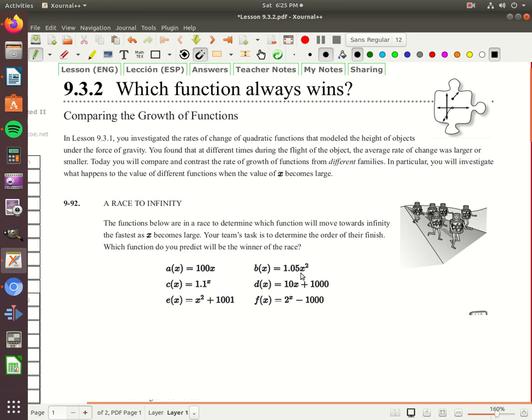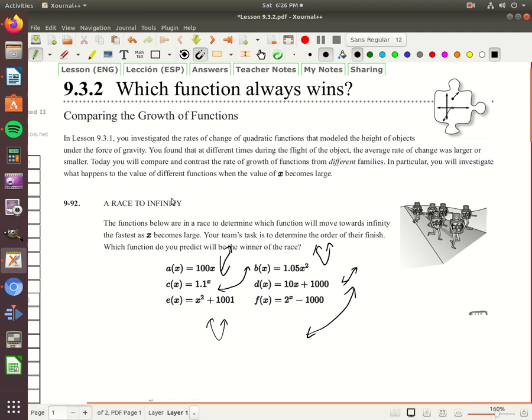They give us a couple of choices here, and they're asking us to decide which one's going to win. And this is a line, all right, y equals mx plus b. B is a quadratic, so it's a parabola. C goes to Integrated 1. If you remember, that's exponential growth. D is another line. E is another parabola, right? That exponent is a 2. And here we get another exponential growth.